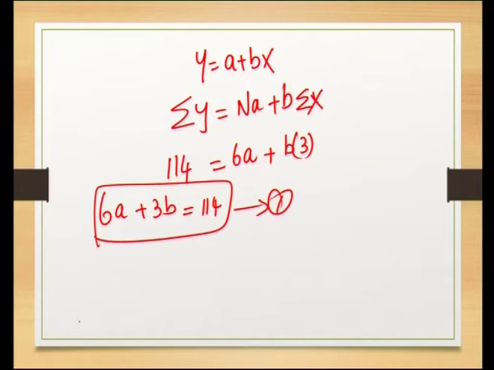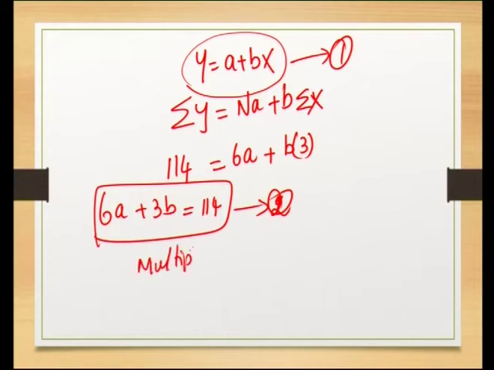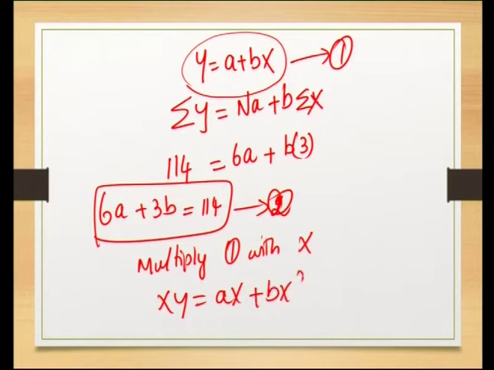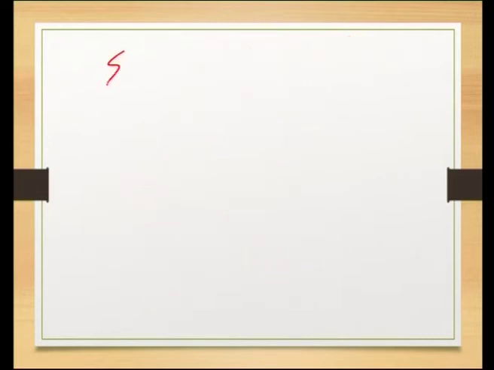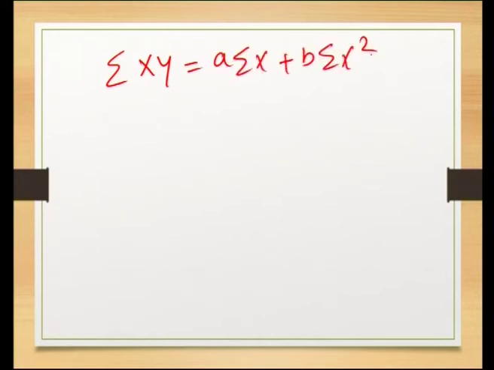Okay. And another equation is formed by multiplying the straight line equation with x and then taking summation. This you can mark as 1 and this equation as 2. So, multiply 1 with x and then take summation. So, xy is equal to ax plus bx square. Take summation: summation xy is equal to a into summation x plus b into summation x square.